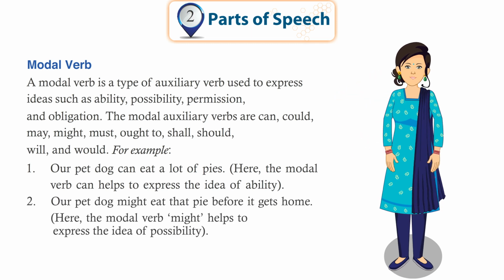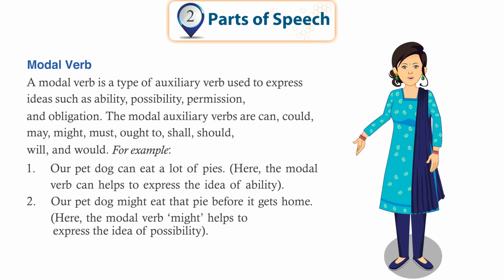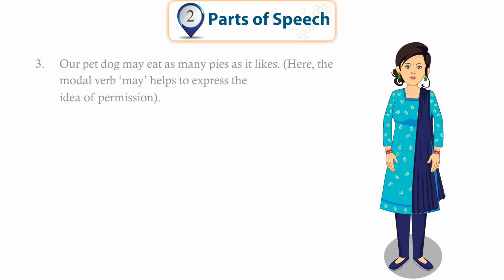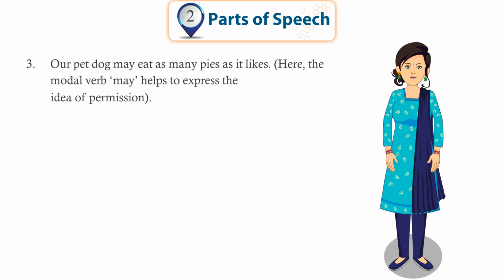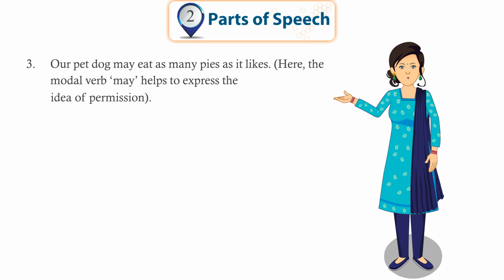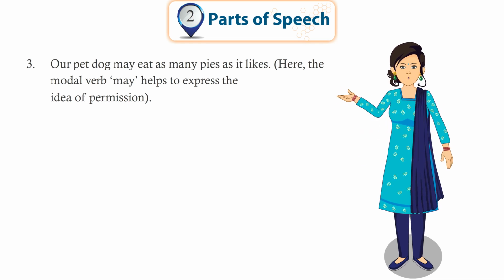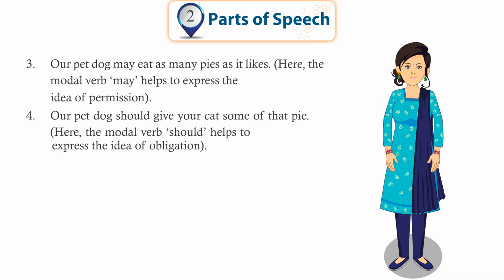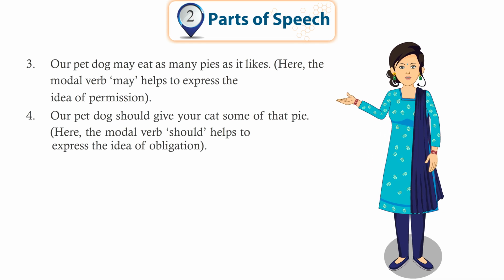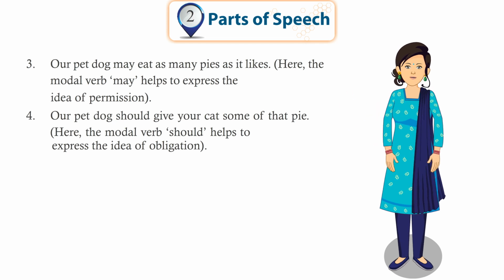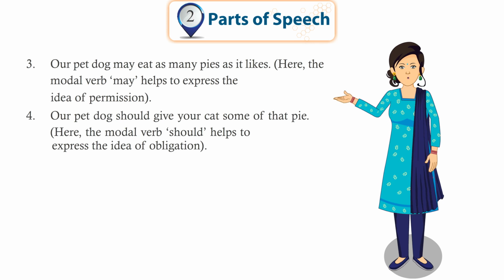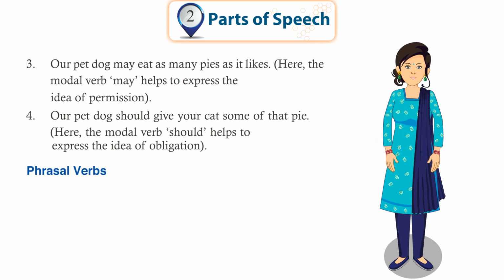Our pet dog might eat that pie before it gets home. Here, the modal verb might helps to express the idea of possibility. Our pet dog may eat as many pies as it likes. Here, the modal verb may helps to express the idea of permission. Our pet dog should give your cat some of that pie. Here, the modal verb should helps to express the idea of obligation.